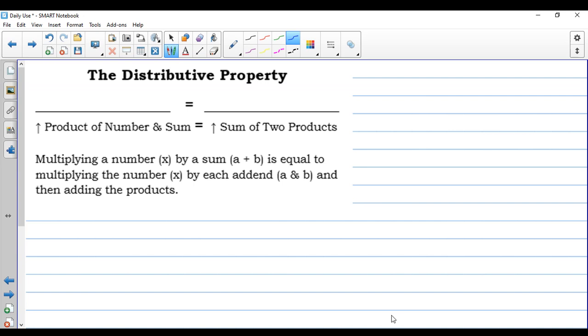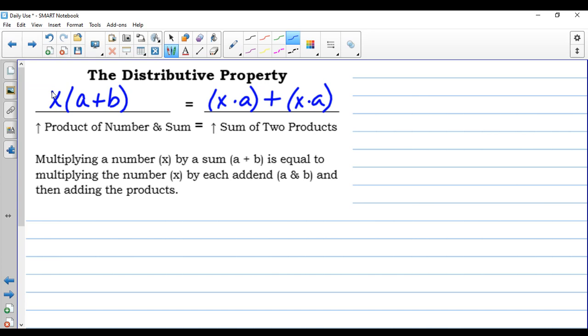So the first thing that we need to talk about is that the distributive property says the product of a number, in this case represented by x, and a sum, a plus b, is the same as if we take that same number times the two individual addends and then add the products together. These two expressions are equal. They're just two different ways to represent the same information.